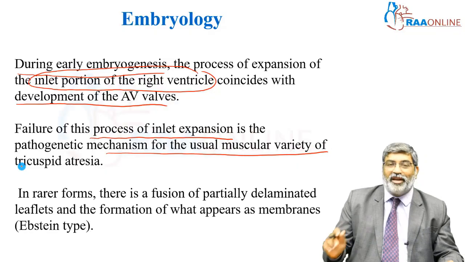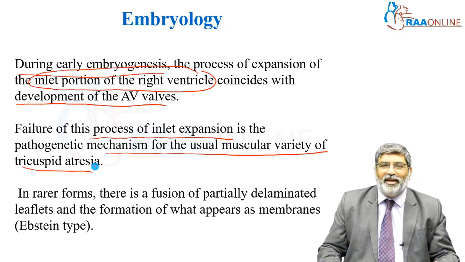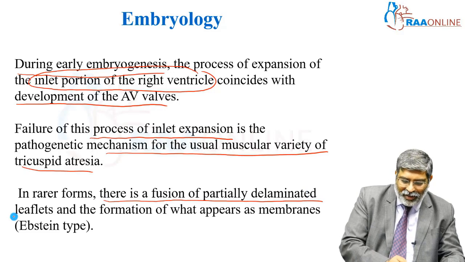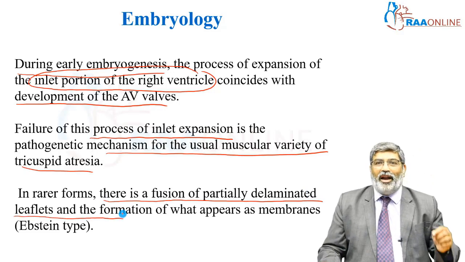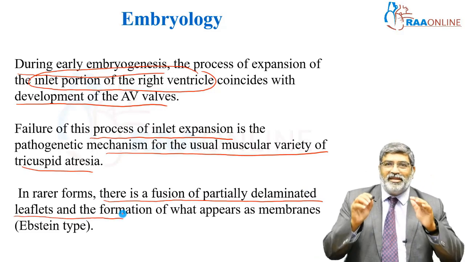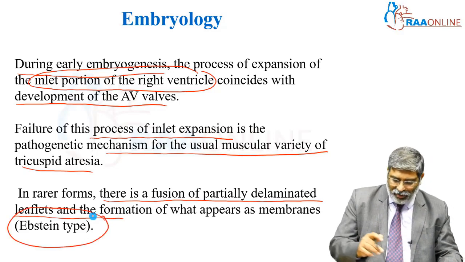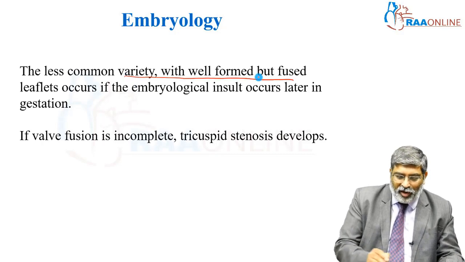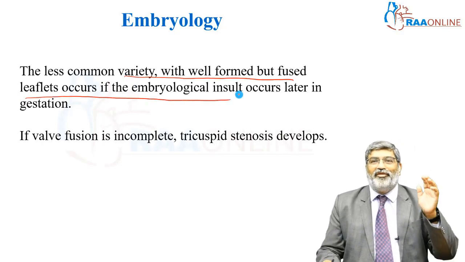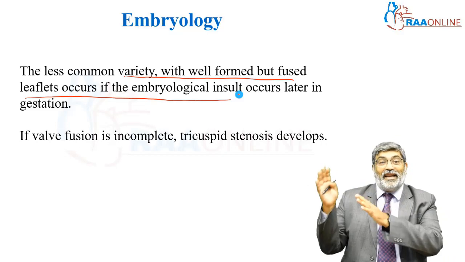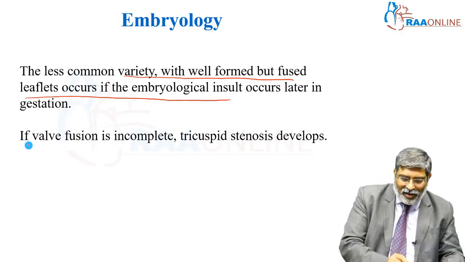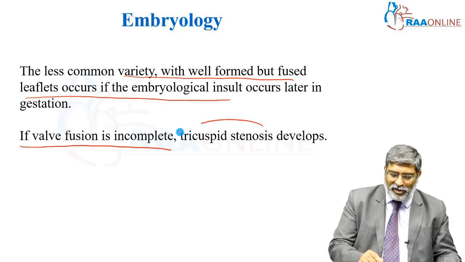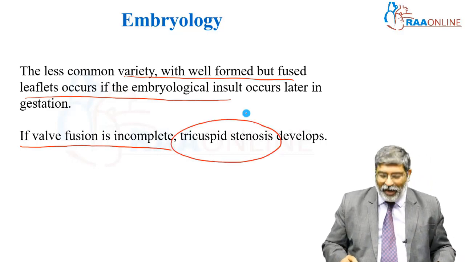Usual muscular variety of tricuspid atresia. In a rarer form, there is a fusion of partially delaminated leaflets and formation of what appears as a membrane. This is the Epstein type. And the less common variety with well-formed but fused leaflets occurs if the embryological insult occurs at a later stage of gestation. And if wall fusion is incomplete, what is called tricuspid stenosis develops rather than tricuspid atresia.